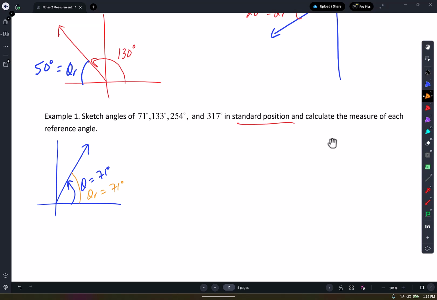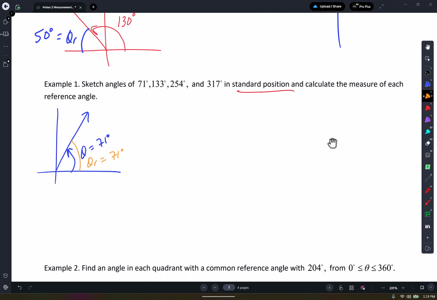Okay. You guys ready for the next? Okay, check it out. 133. What quadrant am I in? So here I am. I'm going to exaggerate quadrant 2. And I'm going to write 133 right here. So I'm going to go, here's 133.